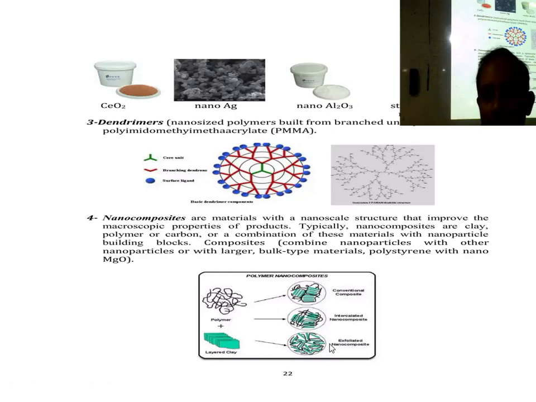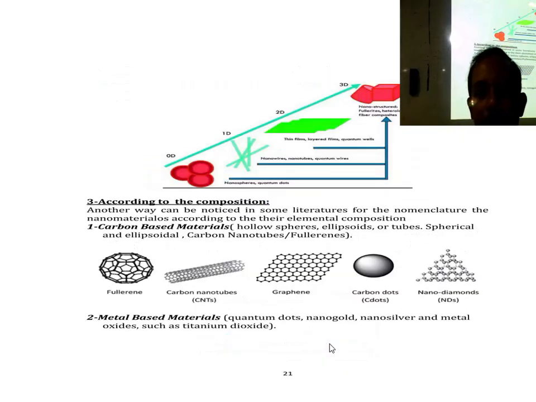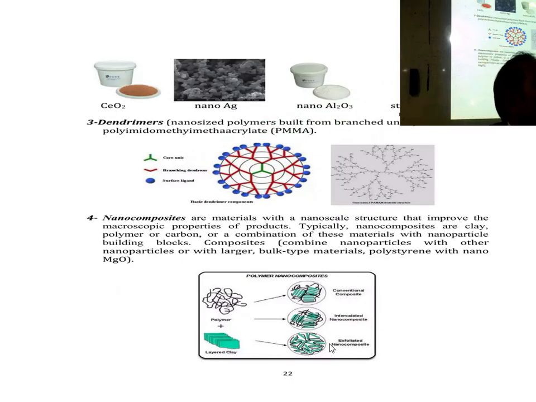So nanoparticles can be made of different types of nanomaterials, discussed here: 1 dimension, 2 dimension, metal based materials. These nanoparticles can be made of metal, can be made of non-metal, depending on the requirement. You can make them out of polymer also, polymer nanomaterials. So then it is non-metal.